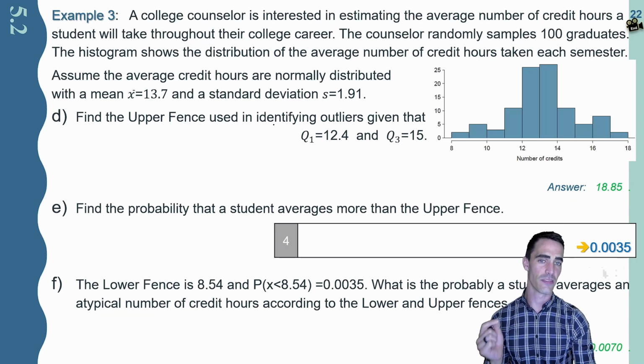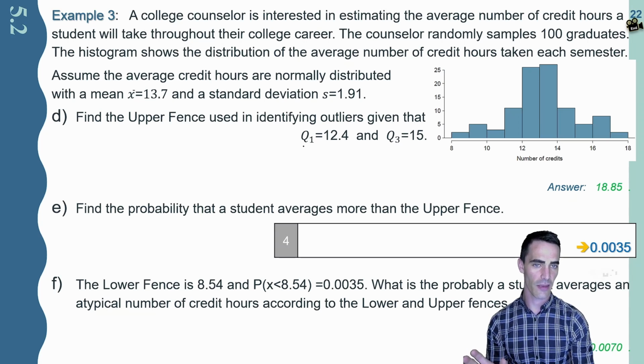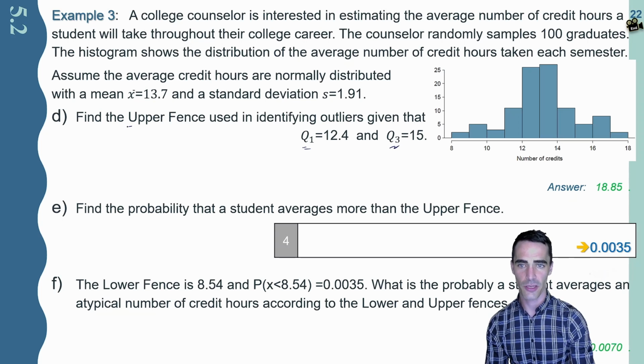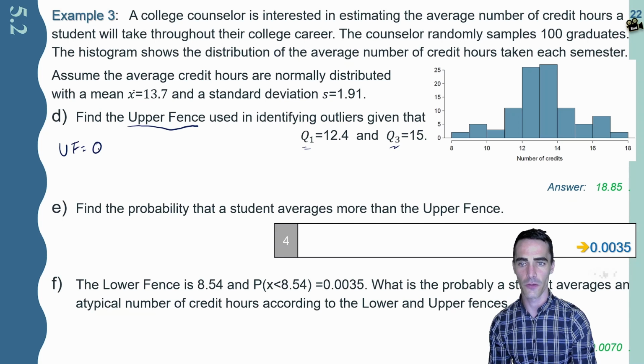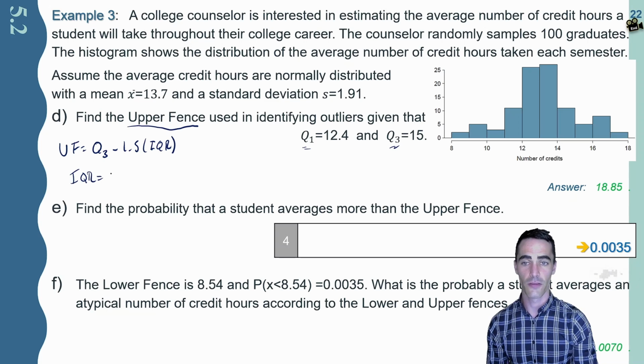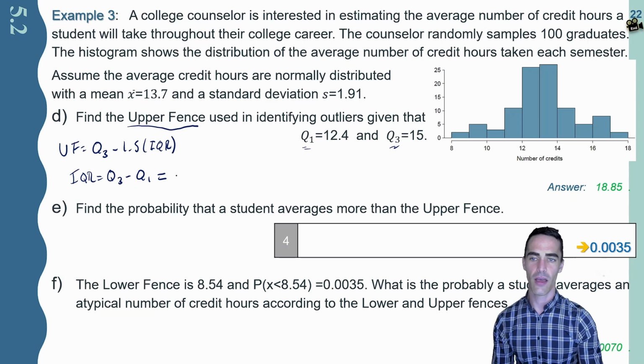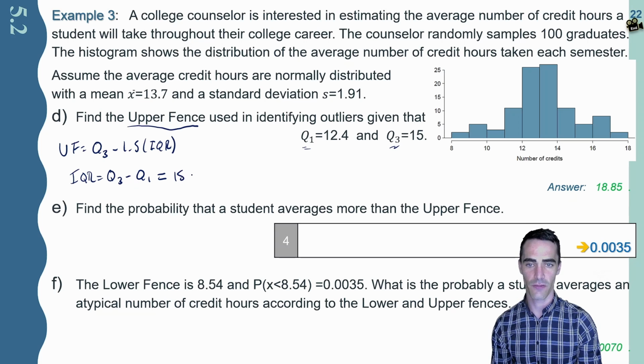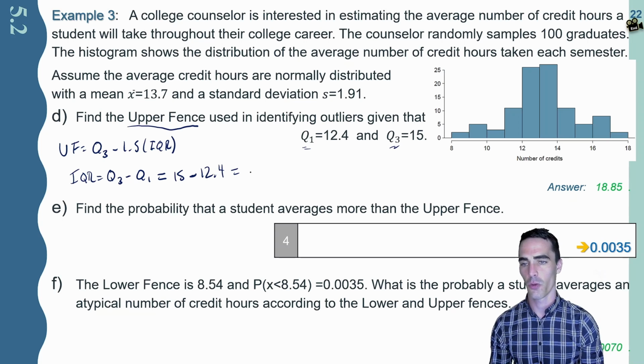I want to find the upper fence used in identifying outliers, given that we have our quartiles here. Again, anytime you hear fences, I think there's a formula for that, and there is. UF, for upper fence, was equal to Q3 plus 1.5 times a fancy number called the IQR. If you're wondering what the IQR was, the IQR is going to be Q3 minus Q1. So let's compute that directly, and then we'll go to the upper fence. Q3, it says, is 15, very nice, minus 12.4 for Q1. It looks like our interquartile range is going to be 2.6.